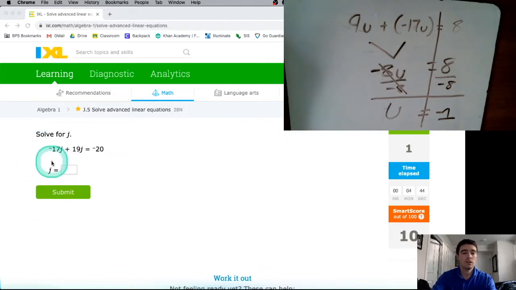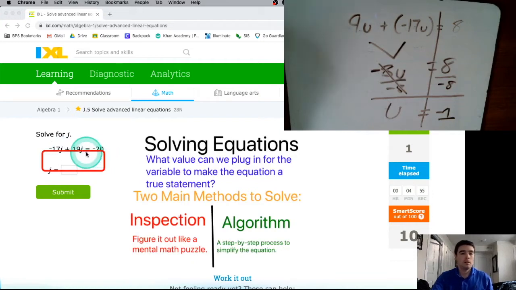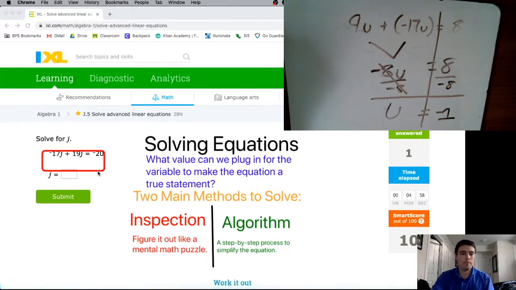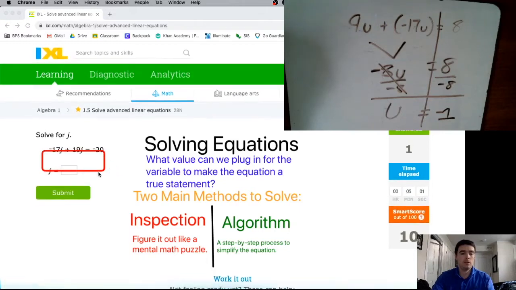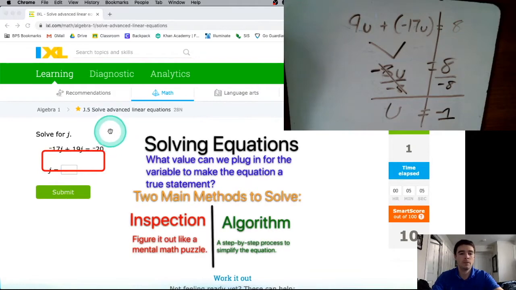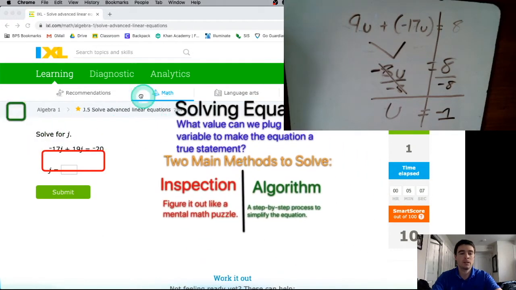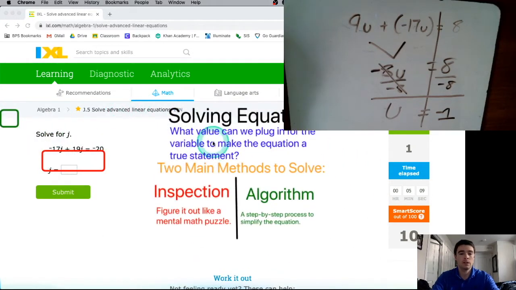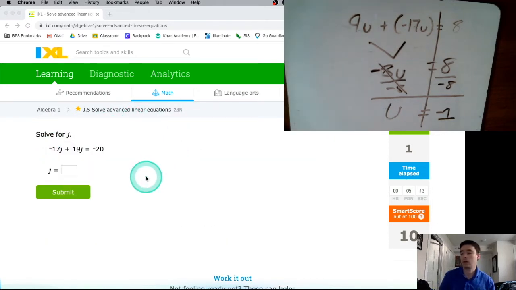Our next equation says negative 17j plus 19j is equal to negative 20. And there's no way for me to get rid of that, so I'm going to have to X that out. Oh well, we'll get over it. So that writing's kind of going to disappear now. Well, we can move it to there, actually. No, it's all going to disappear. I'm sorry about that. But you don't really need that writing anymore anyways.